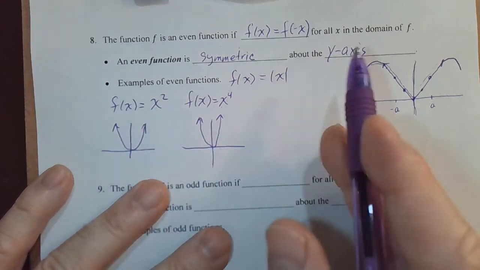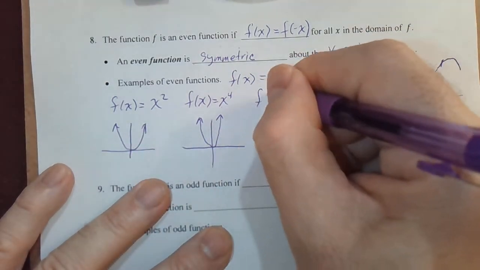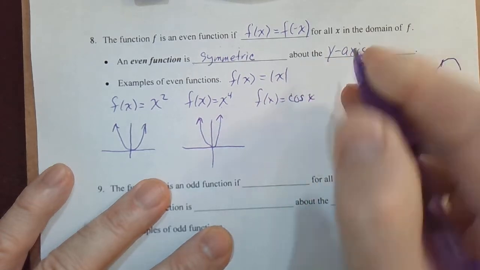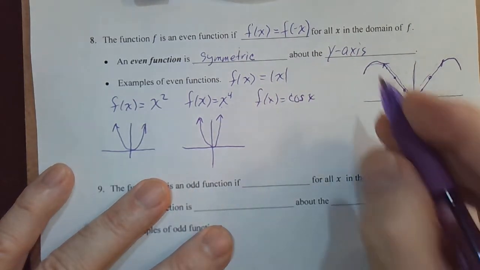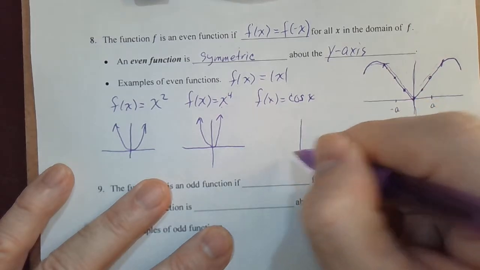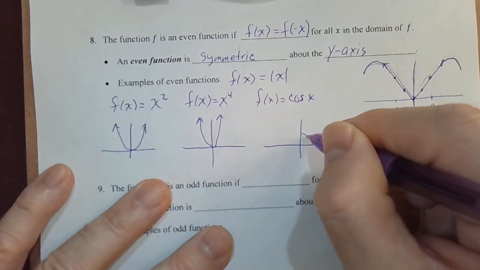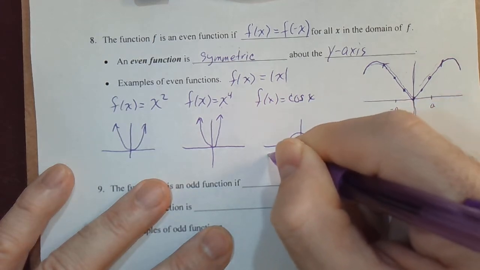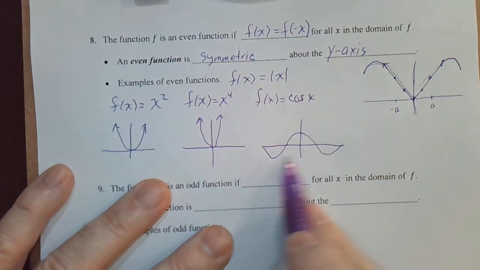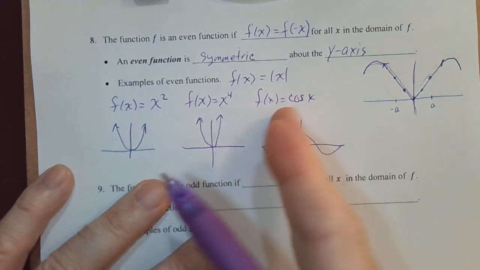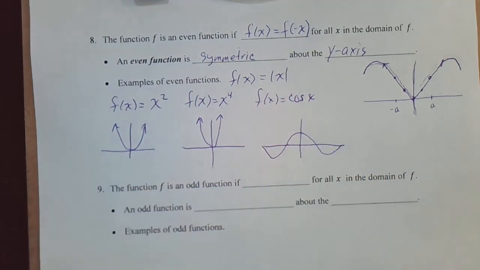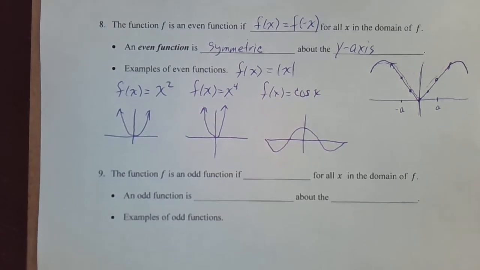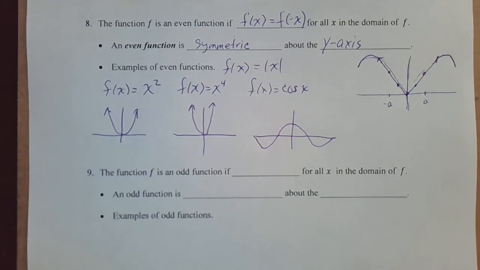That doesn't describe all even functions because f of x equals cosine x is an even function. Remember what that looks like? From the origin, or from x equals 0, it goes like this, and then it goes like that, and it goes on forever in both directions, but you can see it's a mirror image if you were to fold it over. Okay, that is an even function. Odd's a little tougher.